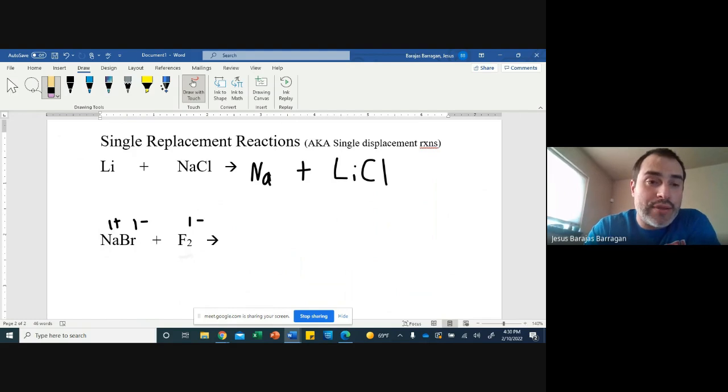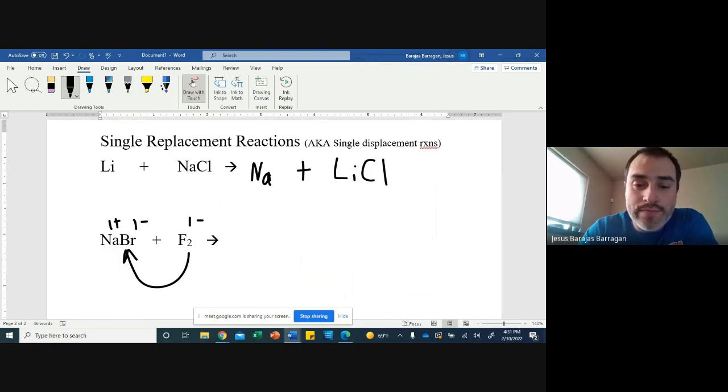Let me go ahead and clean it up a little. In this case, fluorine will replace the bromine. And instead of NaBr, we're going to have NaF because that's what we're replacing it with. So let's go ahead and write it down. We have NaF.